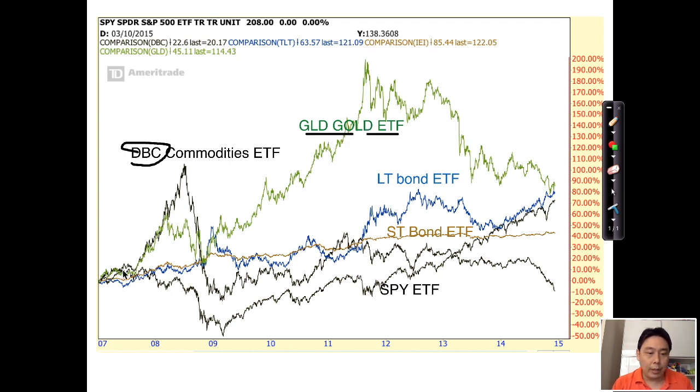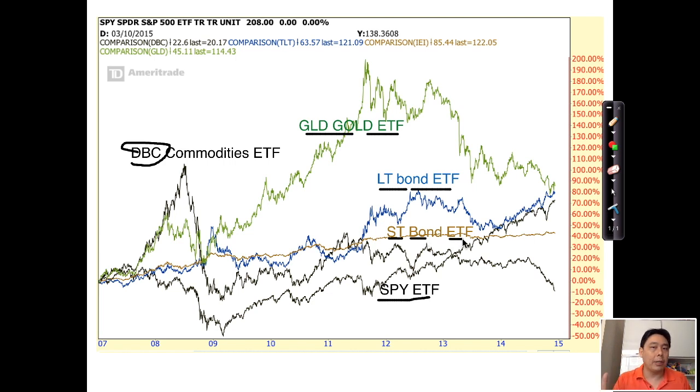The black one over here, going down and then going up all the way here, that's the SPY, which represents the stock market, because the SPY is the S&P 500 ETF, right? You've got the blue one, which is the long-term bonds ETF, the TLT, which I talked about just now. And the one in brown is the short-term bond ETF, which is the IEI.